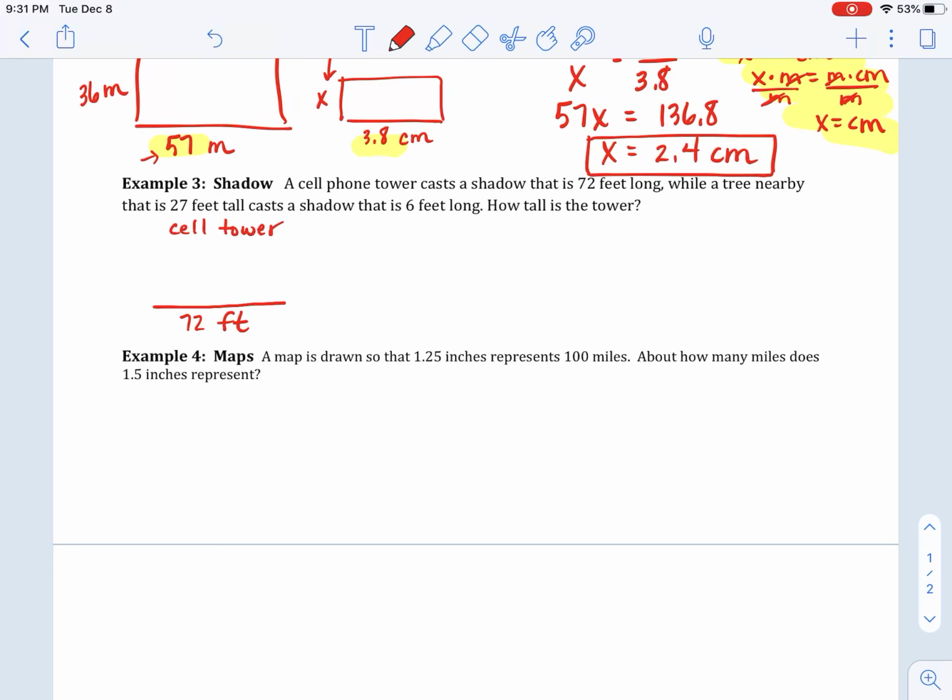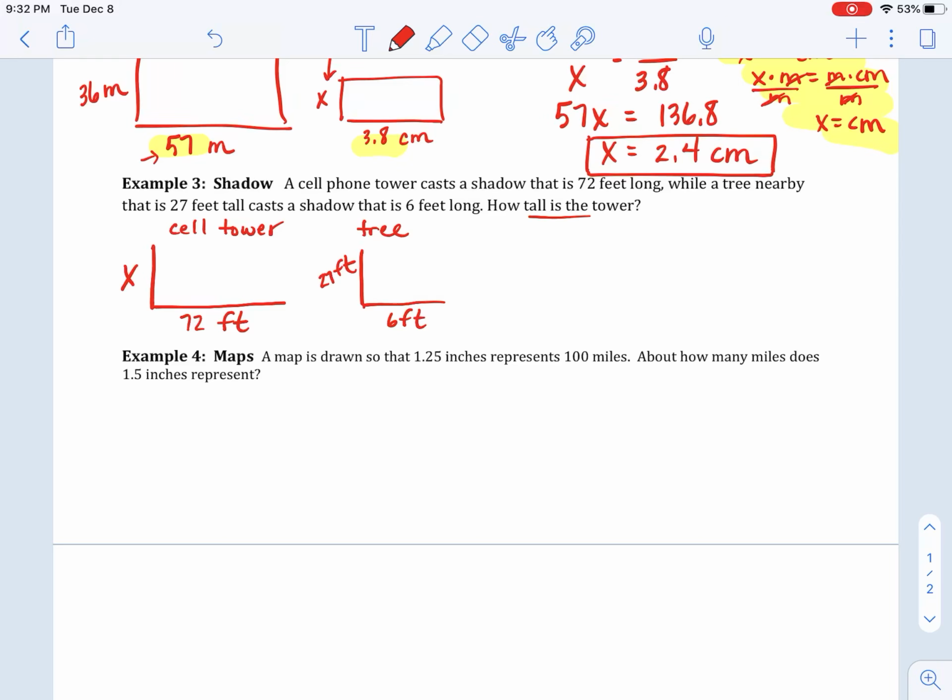While a tree standing nearby that is 27 feet tall casts a shadow that is 6 feet long. So my tree is 27 feet tall. Tall to me means height, so we're going to make that vertical. So that's going to be 27 feet. And the shadow, again, shadows are on the ground. That's going to be 6 feet. The question is how tall is the tower? Well, I don't even have that represented. Tall again means height, so let me put a missing height here with an X on it.